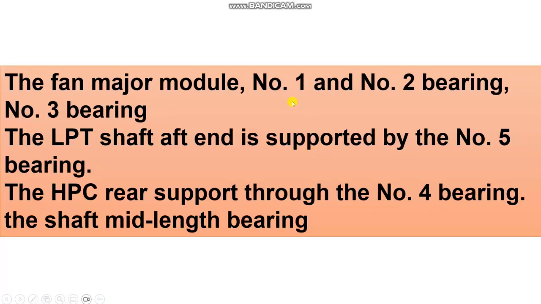The location, as we spoke before: the fan major module has number 1 bearing, number 2, number 3. The low pressure turbine shaft aft end is supported by the number 5 bearing. The high pressure compressor needs support through the number 4 and the shaft mid-length bearing. This is in some engines.